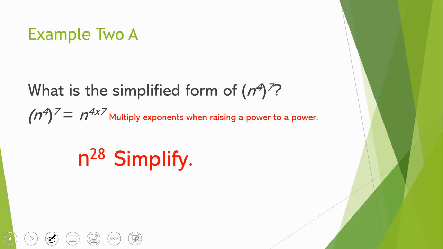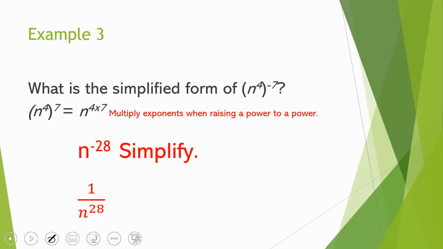Let's look at another one. I said 2a, but this is really example 2, and you'll see I just went to example 3. It's n to the 4th to the 7th power. So again, that's 7 n to the 4ths, so it's really multiply: n to the 28th. Easy enough, right?